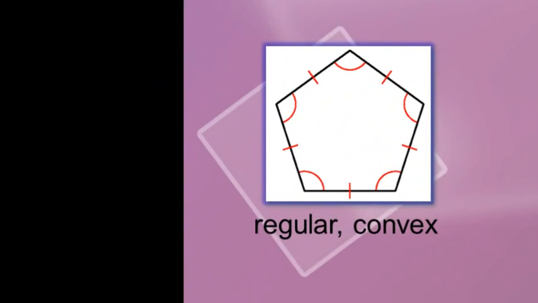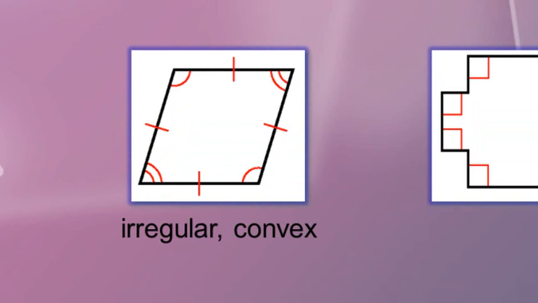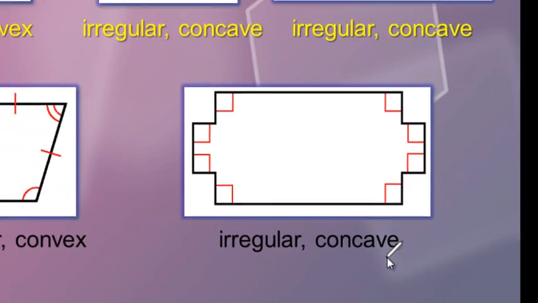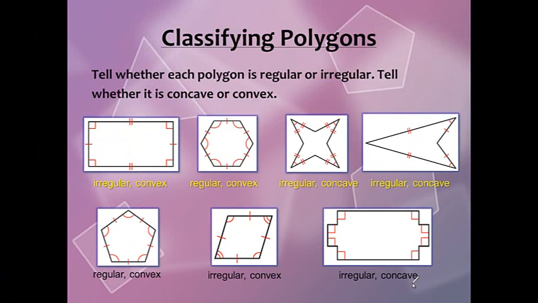Okay, you should have gotten that the first one is a regular convex pentagon. The second one is an irregular convex quadrilateral. And the third one is irregular and concave. Okay, let's move on to finding the measures of interior and exterior angles of polygons.